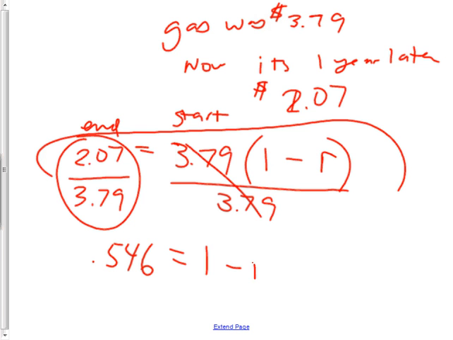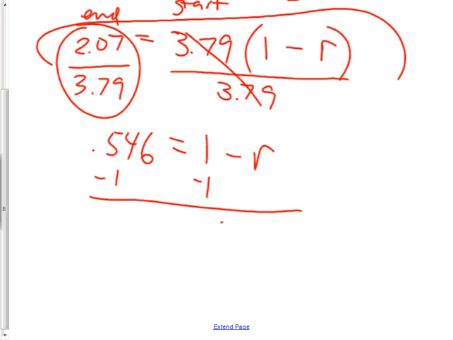And then 1 minus r. What am I trying to get alone, the 1 or the r? The r. So I'm going to subtract 1 and r will almost be alone. Then this becomes, let me think, 0.454? You have a calculator, I don't. Give me a break. Okay, equals negative r. And then, how do you get a negative off something? Hold on. Negative. This wasn't negative. There was no negative there.